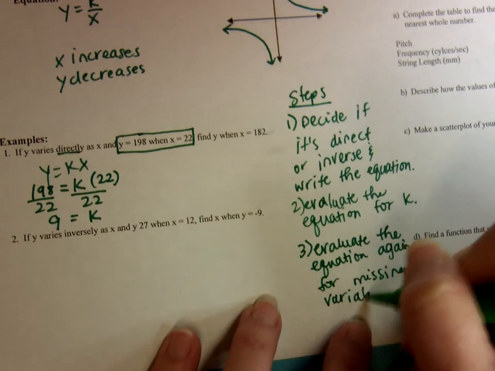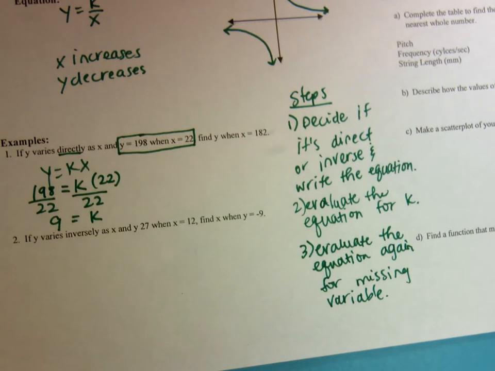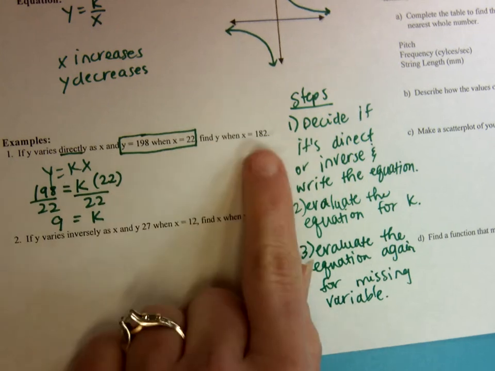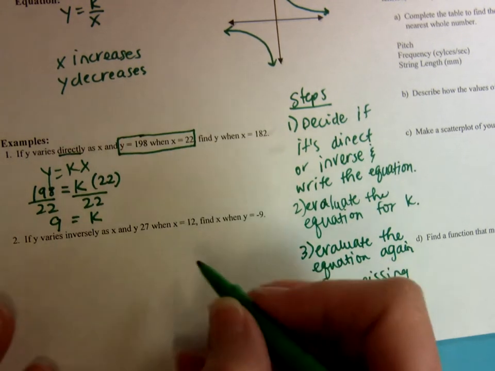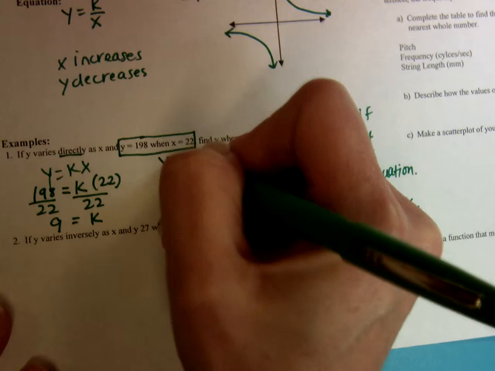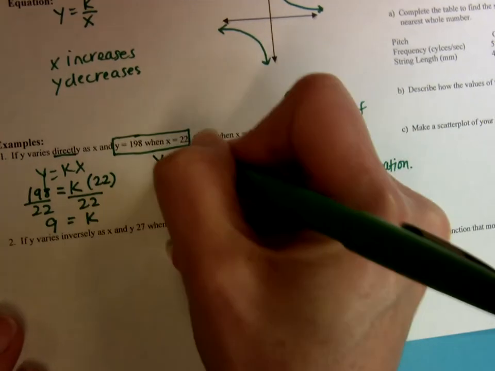So once we use those first two numbers, we don't use those first two numbers again. We use that to help us find out what the k was. Now we use the k and the other one that it gives us to find the missing one. So in place of the y, we don't know. We're going to just put the letter. In place of the k, we'll put 9.